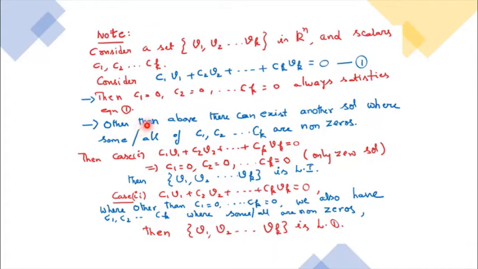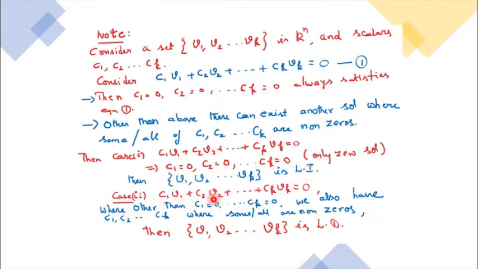Second point, other than the above, there can exist another solution, where some or all of c1, c2 and so on ck are non-zero. That means other than the zero solution, you obtain some other non-zero solution. Then case 1, let me write first. c1 v1 plus c2 v2 plus and so on ck vk equal to 0 implies only the zero solution, c1 = 0, c2 = 0 and so on ck = 0, only the zero solution. Then the set is LI.